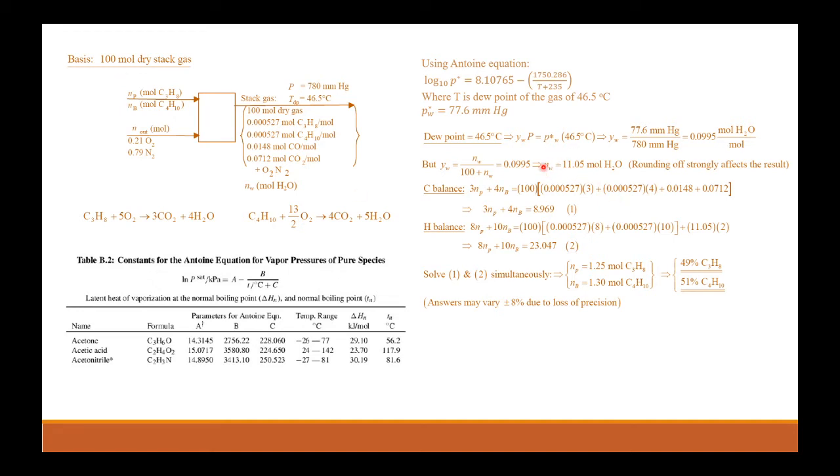So first off, using our Antoine equation, we calculate the vapor pressure of the water, where the temperature is the dew point of the gas, 46.5 degrees Celsius. So you get the vapor pressure of your water of 77.6 mmHg.